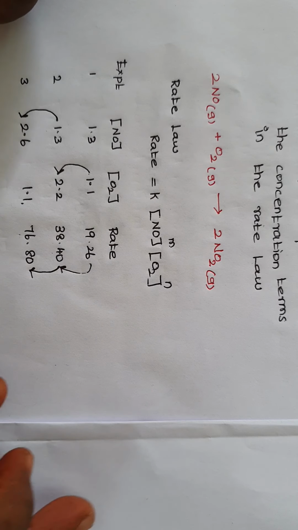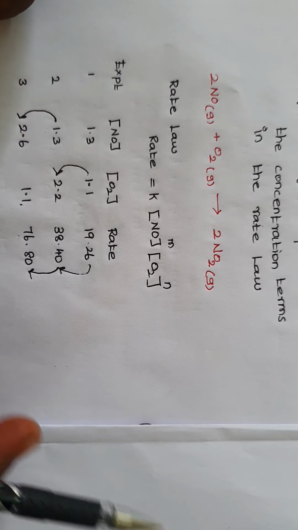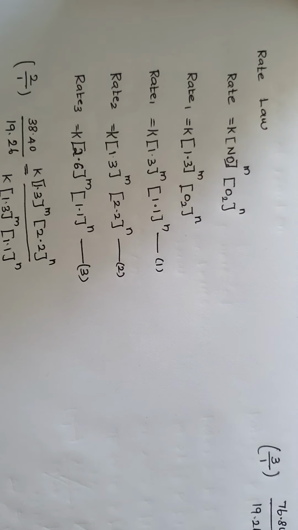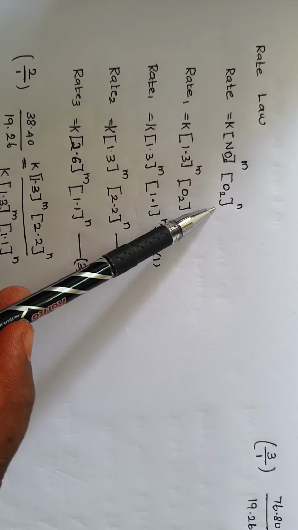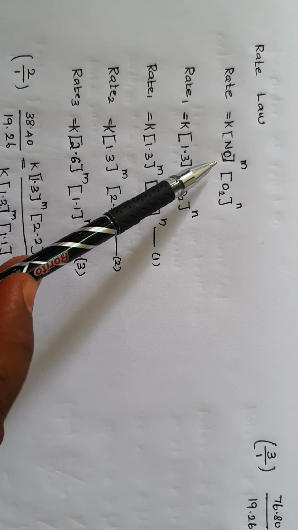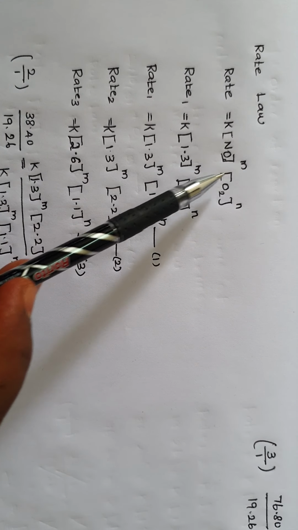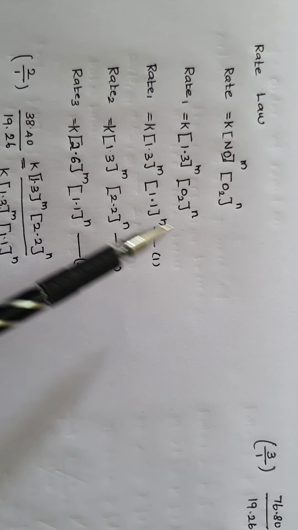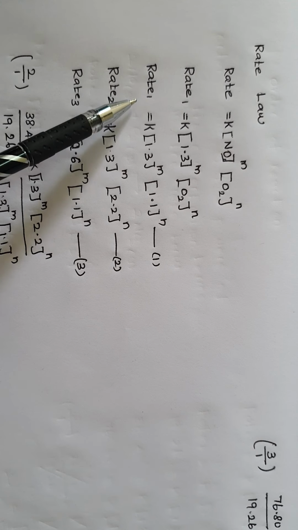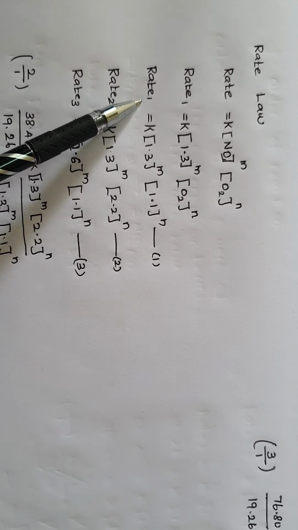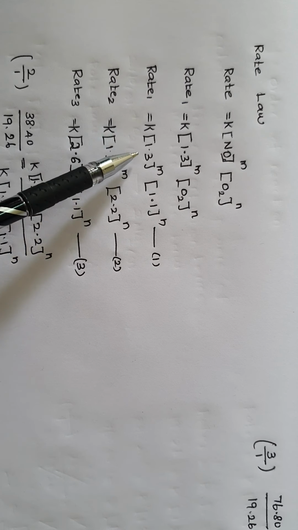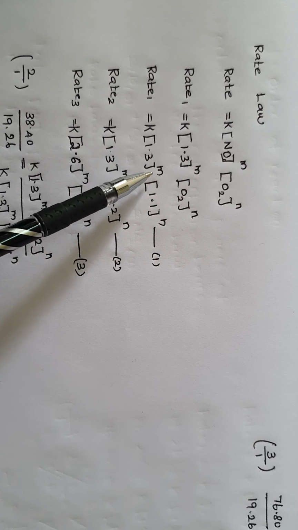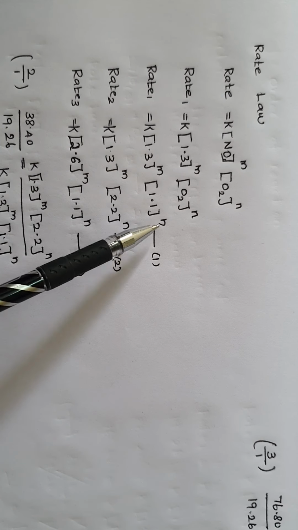Next let us see how to calculate the values of m and n. So see children, listen here. This is the rate law for this equation. Rate is equal to K into concentration of NO power m, concentration of O2 power n. The unit of concentration is mole per liter. Here you can substitute the values. So rate 1 is equal to K into concentration of NO, from the table you can fill it here, 1.3 power m, 1.1 power n.